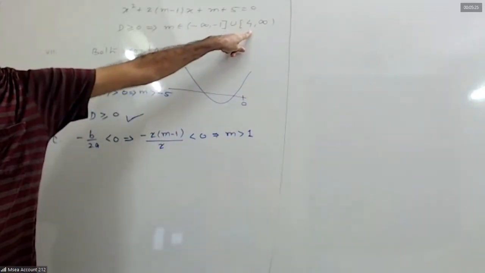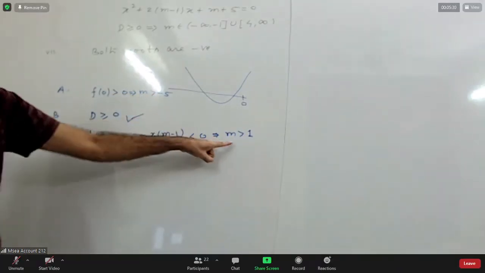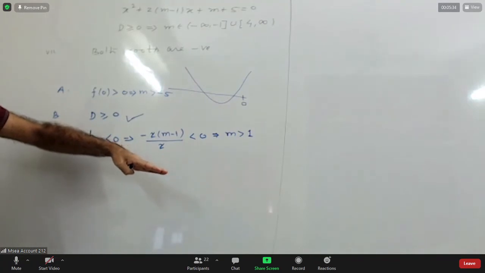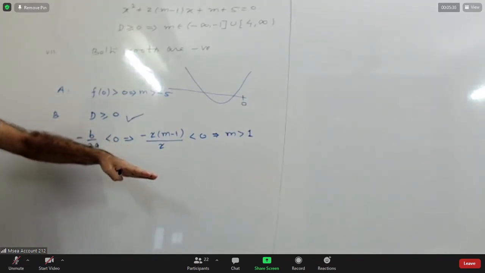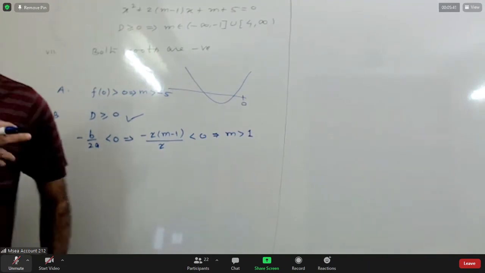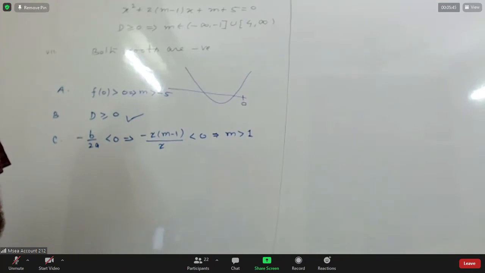Directly, can we say? What is the intersection of these three sets? Or shall I draw the real line? Tell me what is the intersection? 4 to infinity. 4 closed till infinity. Okay.